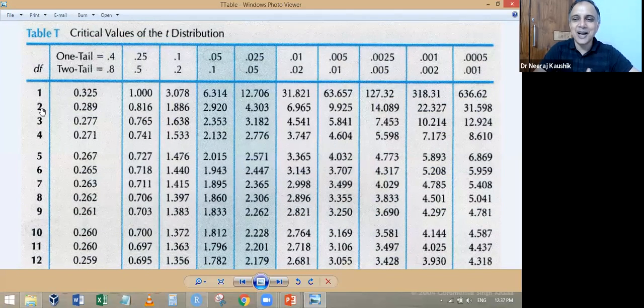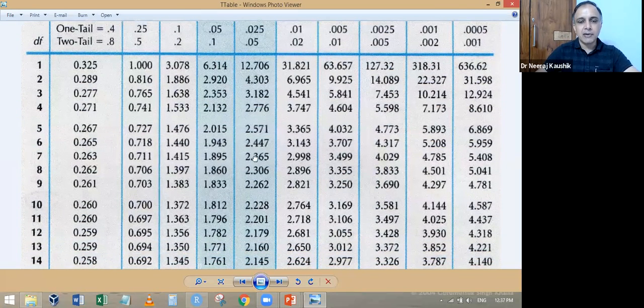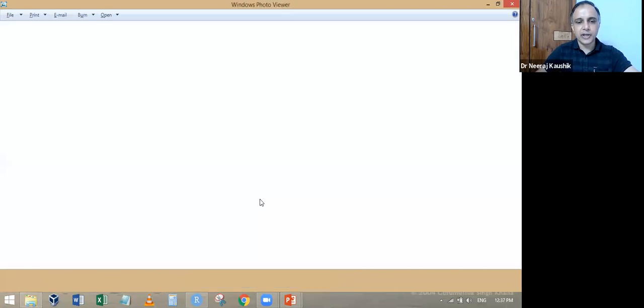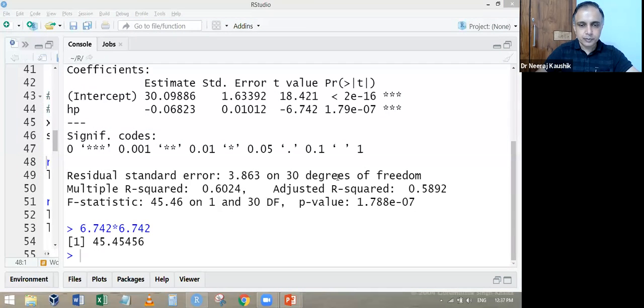And what is degree of freedom? In case of T, it's n minus 1. I don't know when you will work on a sample of 2 or 3, then the degree of freedom will be 1 and 2. Else, whatever sample is there up to 30, the value of T is always between 2 and 3. So it means, look at this value, the value is 6.